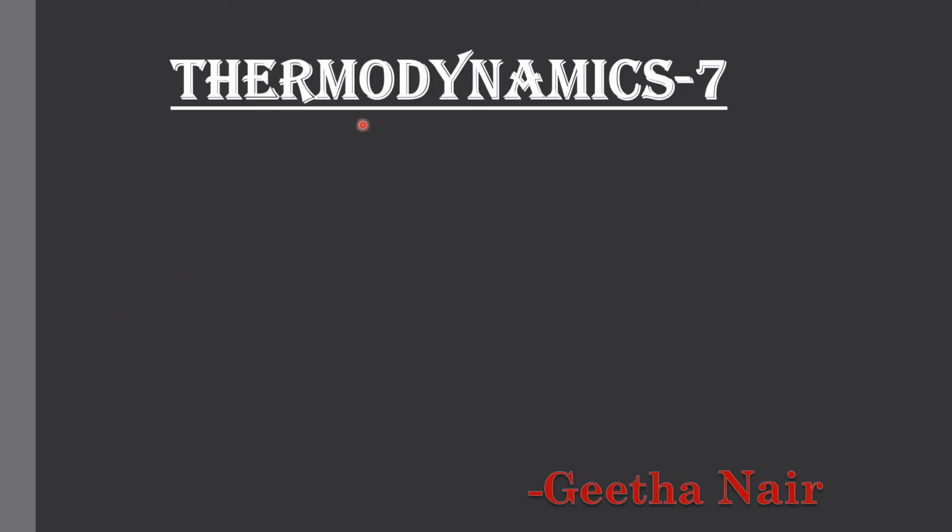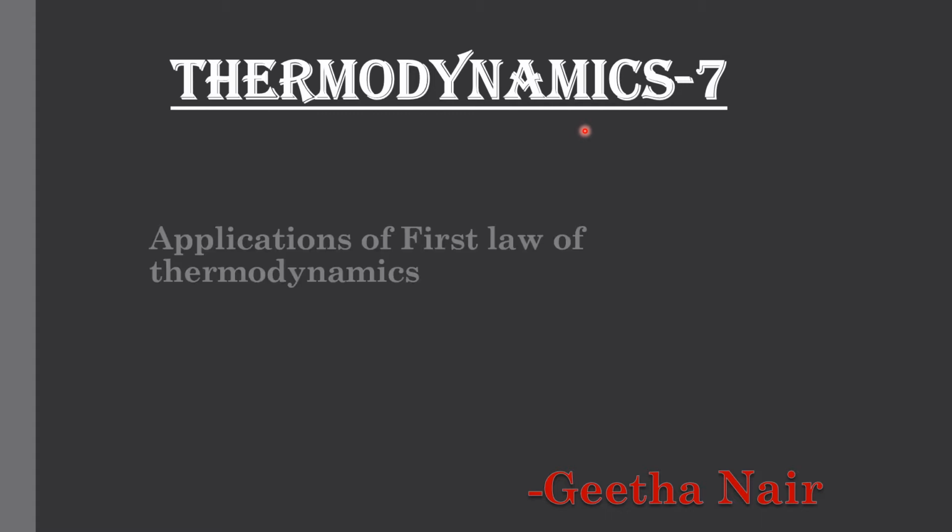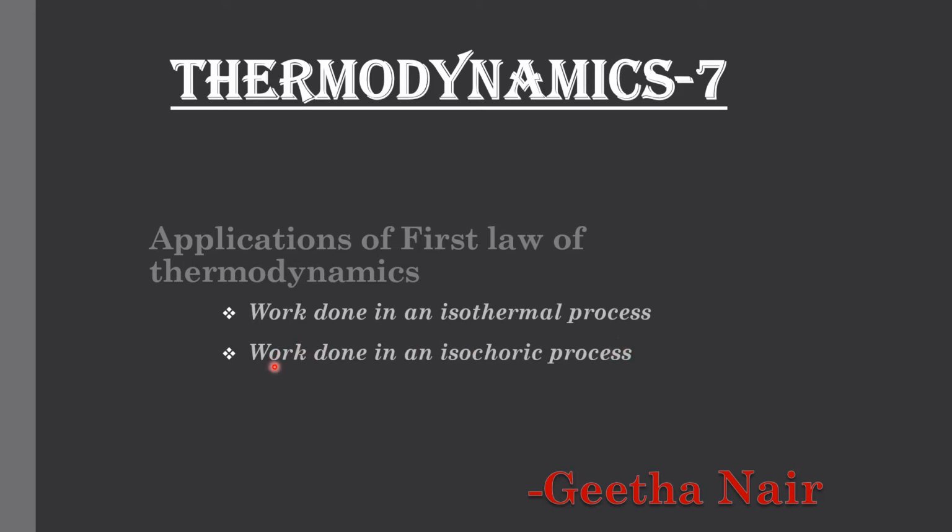This is the seventh part of the series on thermodynamics. In the last video, and before that also, last two videos, we had seen the applications of the first law of thermodynamics. So two applications we have seen. Now we will see the third application, work done in an isothermal process, and the fourth one, work done in an isochoric process.